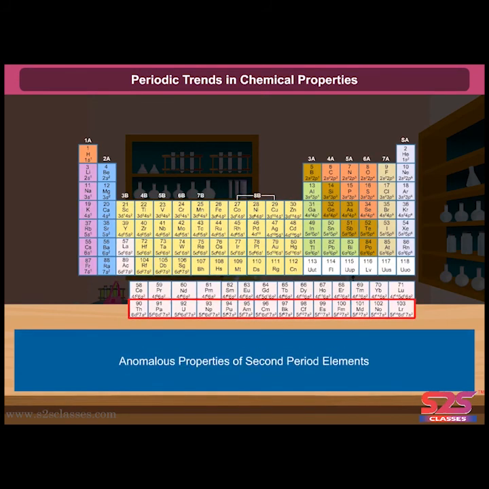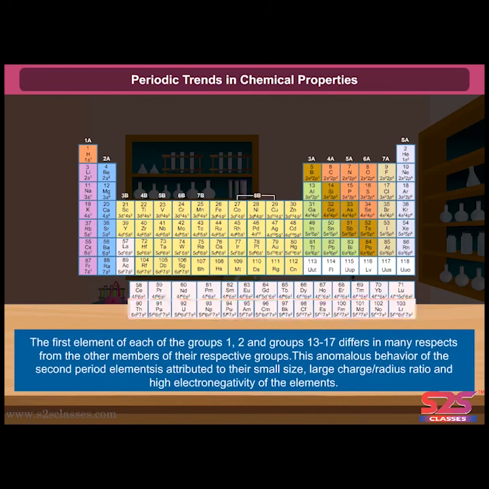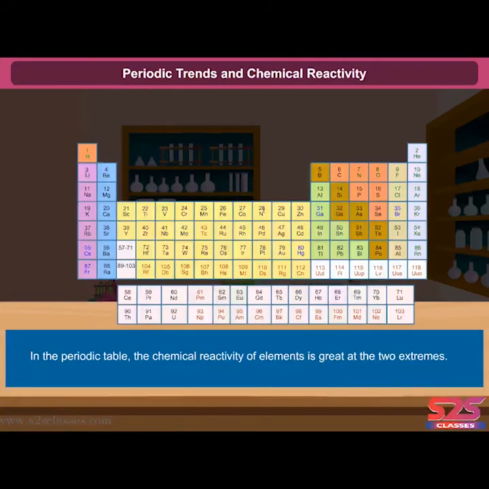Another chemical property that needs to be discussed is the anomalous properties of second period elements. The first element of each of the groups 1, 2 and groups 13 to 17 differs in many respects from the other members of their respective groups. This anomalous behavior of the second period elements is attributed to their small size, large charge to radius ratio and high electronegativity of the elements. Periodic trends and chemical reactivity.